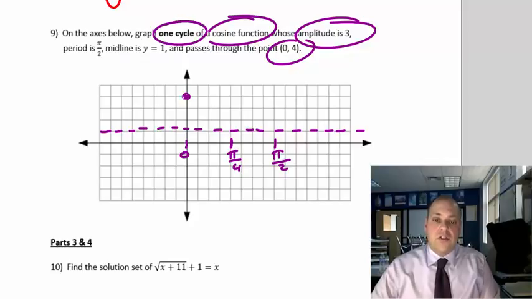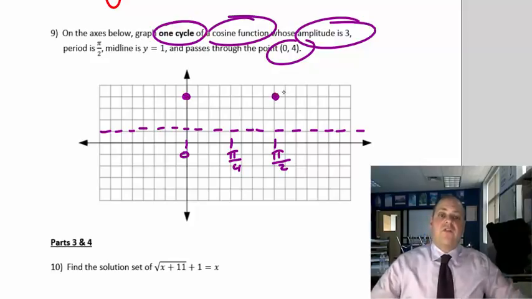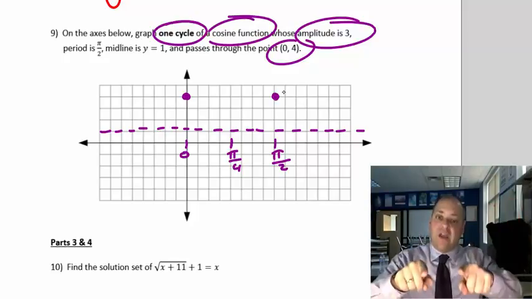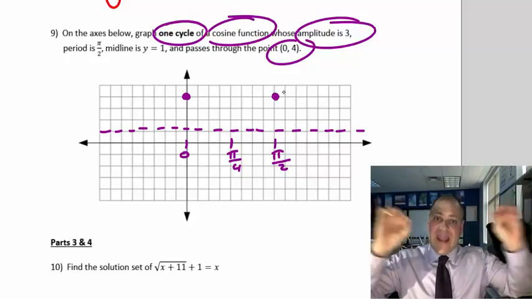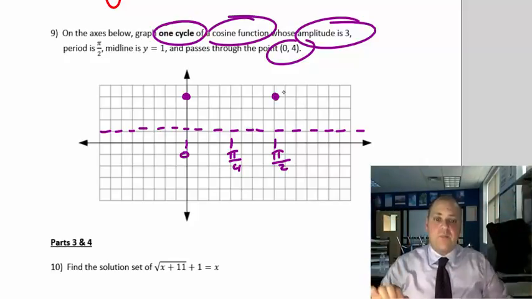One cycle. So if I'm at my max here, I've got to be at my max at the end of the cycle. The cycle has to begin and end there. It's cosine, right? So we begin and end with our max. Our minimum's going to be right in the middle. So what's right in the middle of 0 and pi over 2? It's going to be right here.